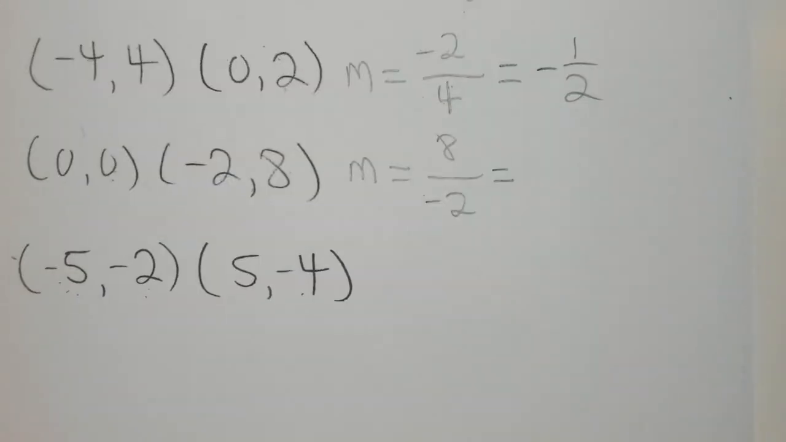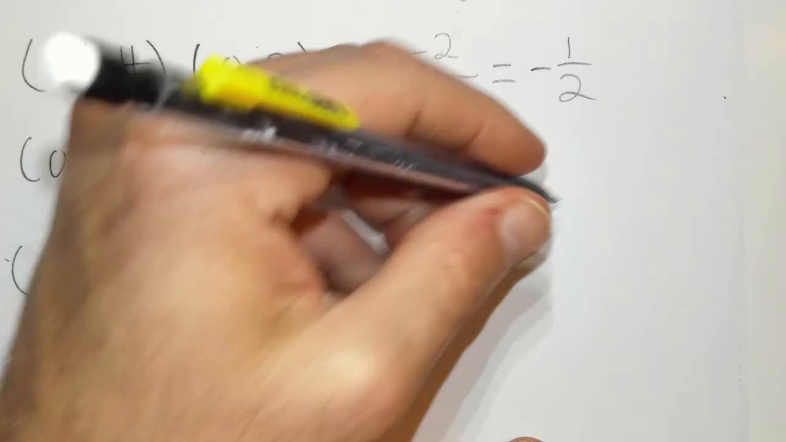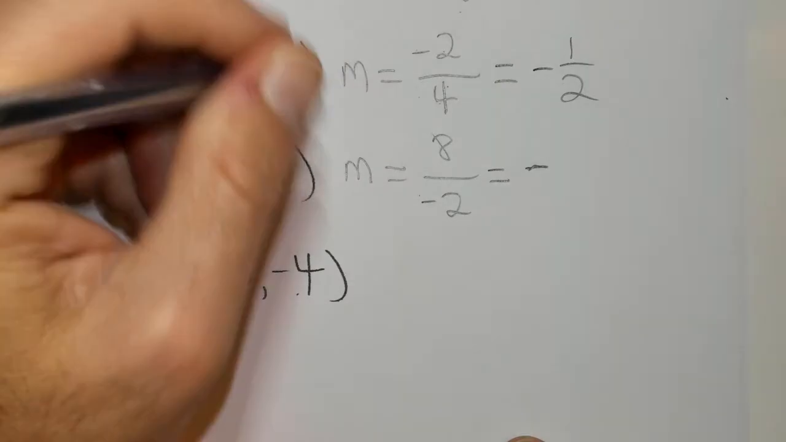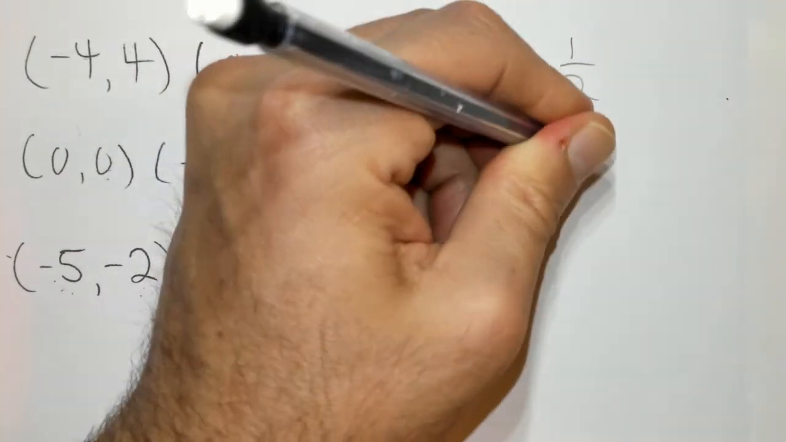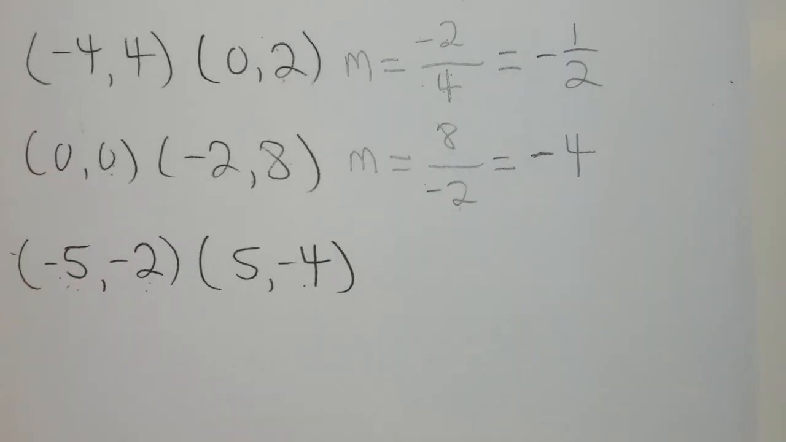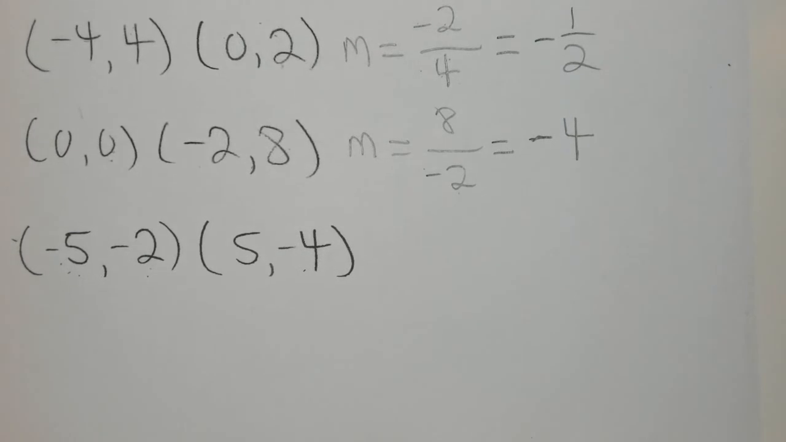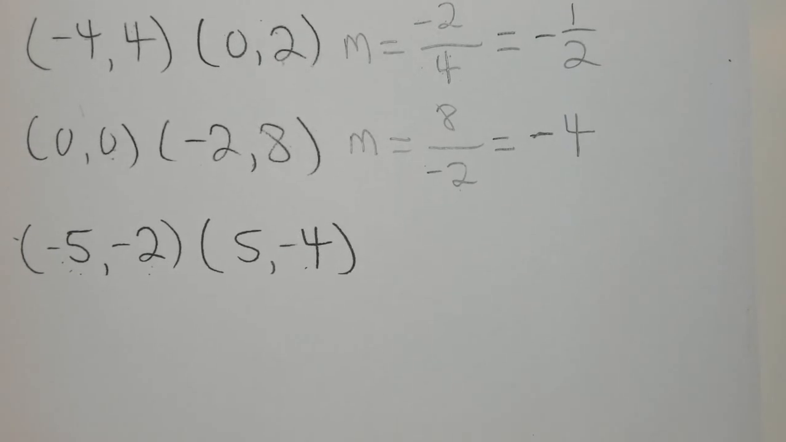And so now I can divide that out. So positive divided by a negative is a negative, and 8 divided by 2 is going to leave me with 4. -4 is my slope. Okay, last one that we want to take a look at here.